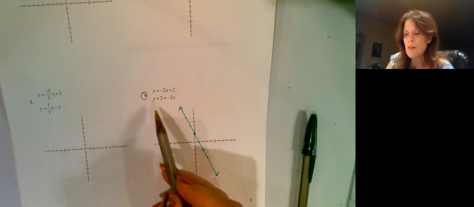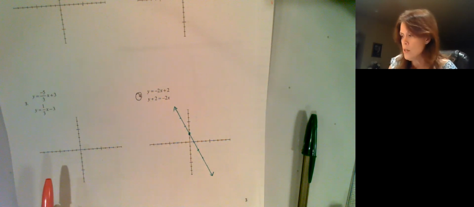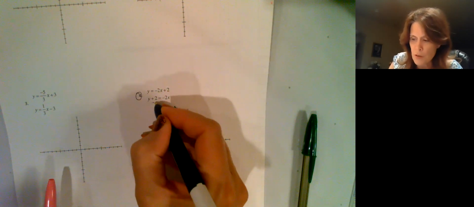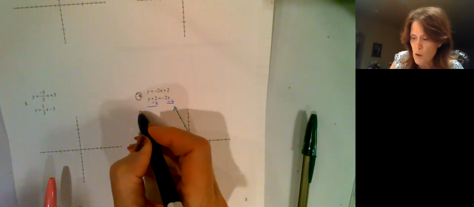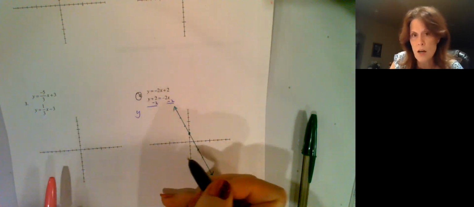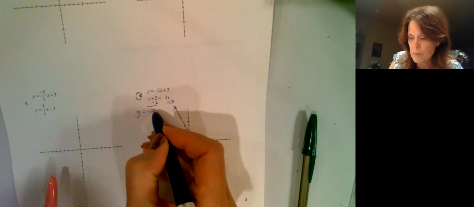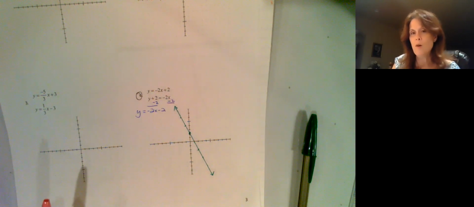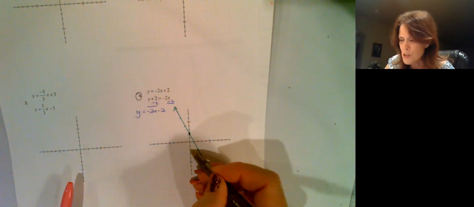Now this one is not in slope-intercept, so I'd have to solve it. To get y alone, I'm going to need to subtract 2 from both sides, right? And I'm going to move it over here, y, that's gone, equals negative 2x minus 2. Let's see, they have the same slope, but they have a different y-intercept, right? So negative 2 for the y-intercept, okay? And this one's going to go down 2 over 1.